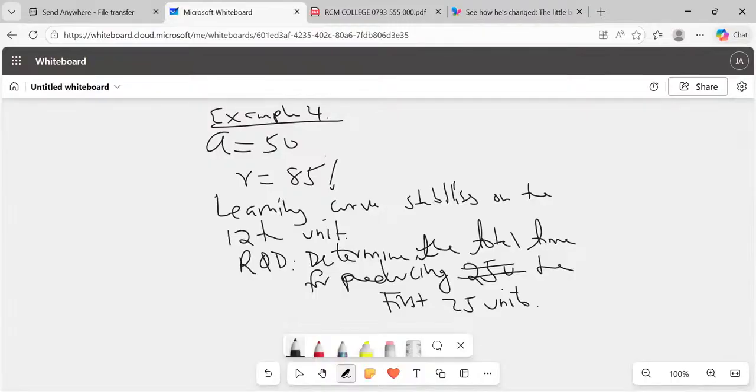Abracadabra, abracadabra, abracadabra. Determine the total time for producing the first 25 units. If you get this, I will know that you are a genius. And the geniuses should be given very good presents, isn't it? How many minutes do I give you to do this question? 3? 10? 5, eh?